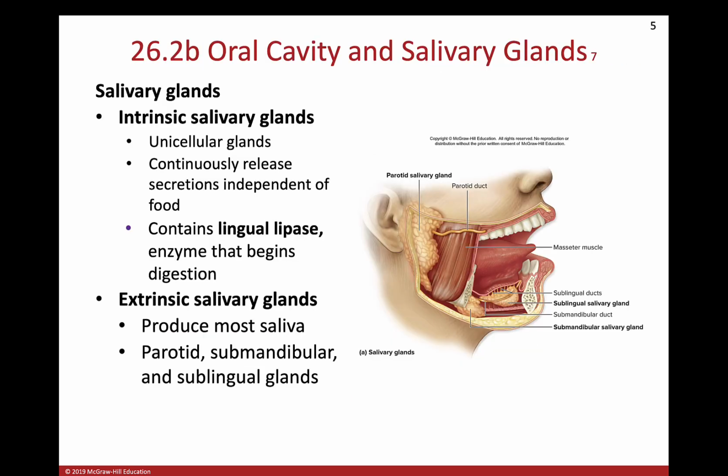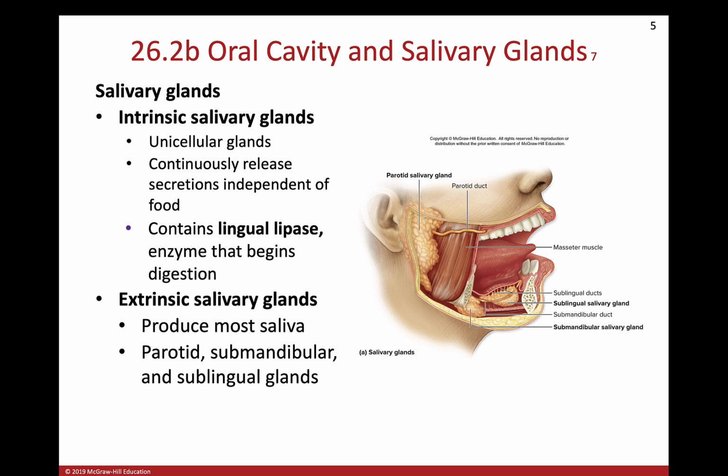Now, there are 2 types of salivary glands. There are going to be intrinsic salivary glands, and these are small glands that are referred to as unicellular, and they are continuously releasing their secretions whether or not food is present. They contain something known as lingual lipase, and this is not something that I refer to to a great extent because this actually starts to become less of an issue as we get older. As we get older, we'll be producing less of this lingual lipase, and it makes sense that we see a lot of lingual lipase activity in infants because their primary food source will be breast milk.